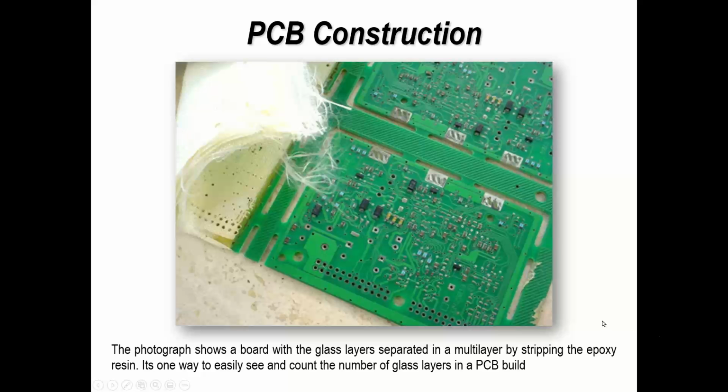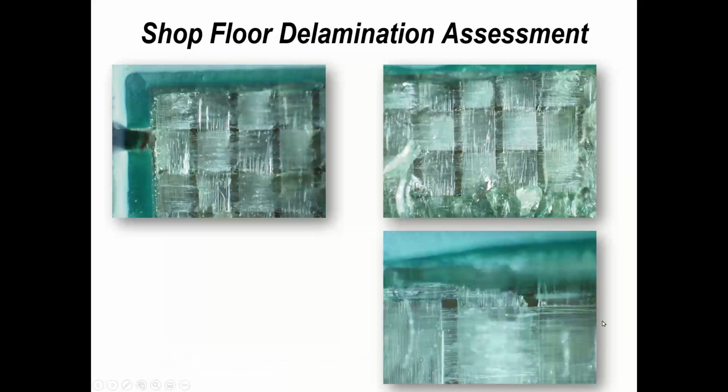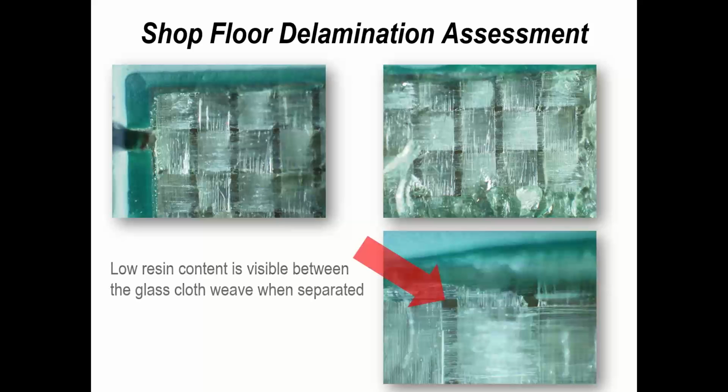But it's just a nice way to get a feel for the construction. So if we go inside the printed circuit board, what we're looking at here is the glass strands across the surface, and also the epoxy resin. But in this particular example, there's a limited amount of resin. So when I've done an examination on the shop floor, I've been able to demonstrate to the customer and the supplier that there's a lack or limited amount of resin presence. And that's one of the reasons why we might get a board separate like this.